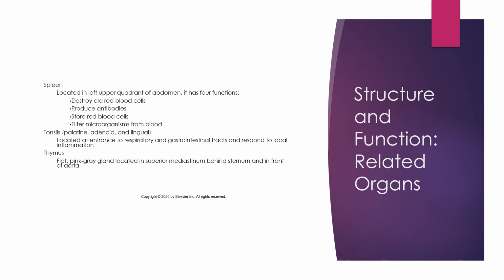Other organs related to the lymphatic system include the spleen, the tonsils, and the thymus. The spleen is located in the left upper quadrant of the abdomen. It has 4 functions. It destroys old red blood cells, produces antibodies, stores red blood cells, and filters microorganisms from the blood. The tonsils are located at the entrance to the respiratory and gastrointestinal tracts and respond to local inflammation. So we know that tonsils are in the back of our throat.